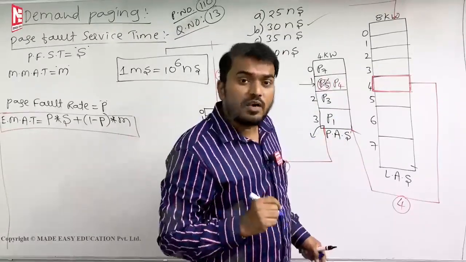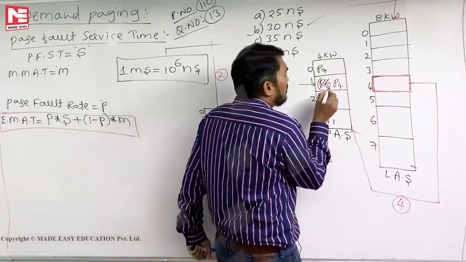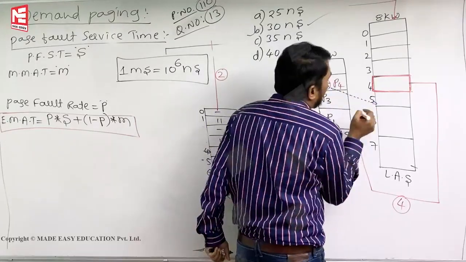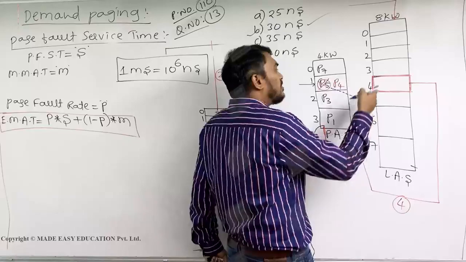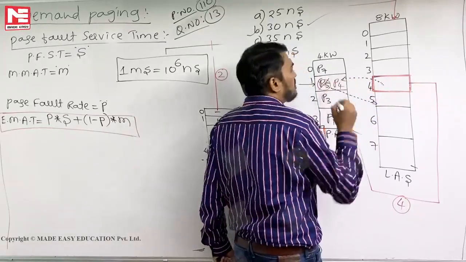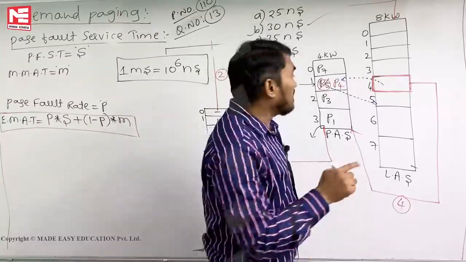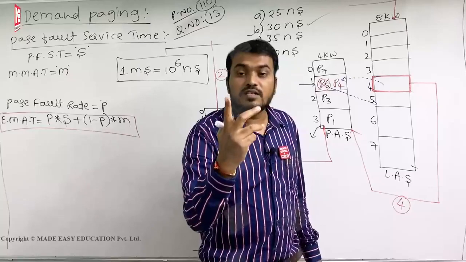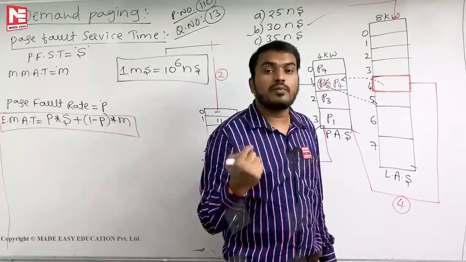If page number 5 is modified, what do you have to do? You have to bring page number 5 from PAS to LAS, and you need to replace page number 4 from your LAS to PAS. So if it is a modified page, you have a two-step process.